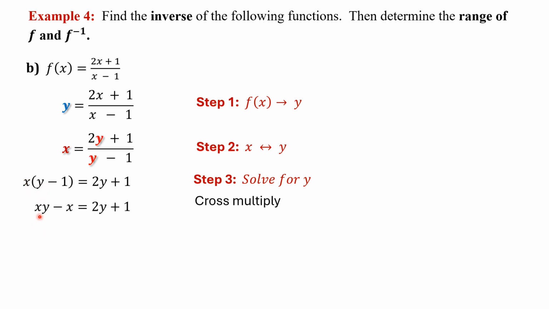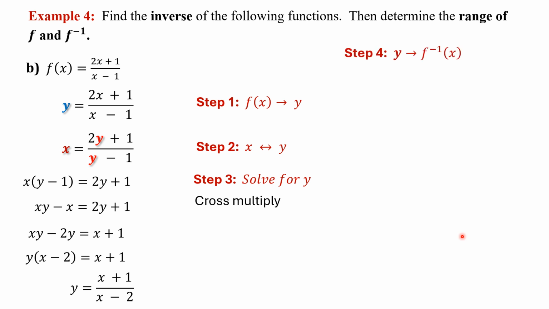So it will give us xy minus x equal to 2y plus y, and then isolating the terms with y on the left side, we will move 2y to the left and move negative x to the right side. So xy minus 2y is equal to x plus 1. And then isolating the y, let's factor this out. Factoring out the y, the other factor is x minus 2, which is equal to x plus 1. And now we can solve for y by dividing both sides by x minus 2. So it will give us y equal to x plus 1 over x minus 2.